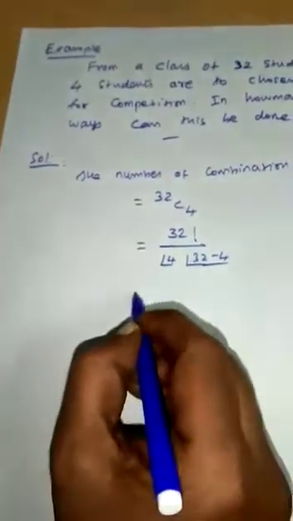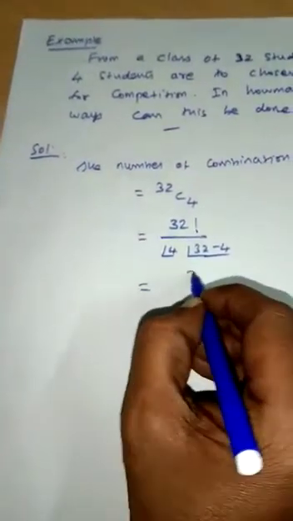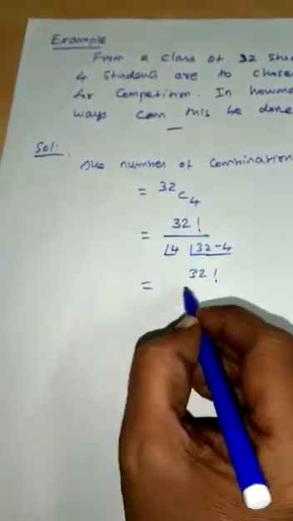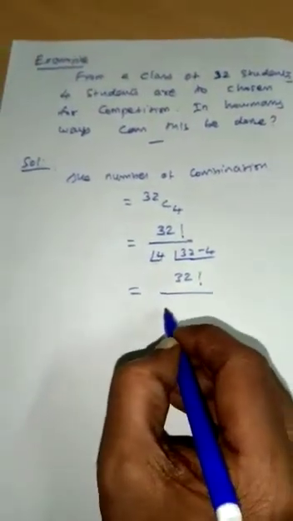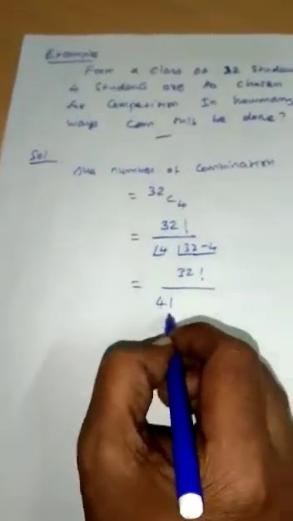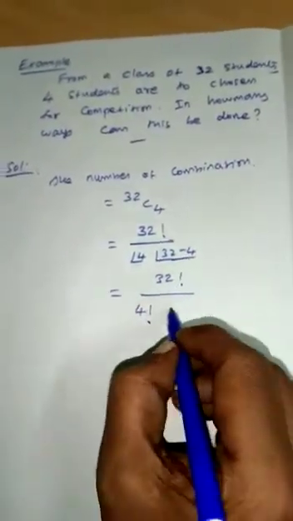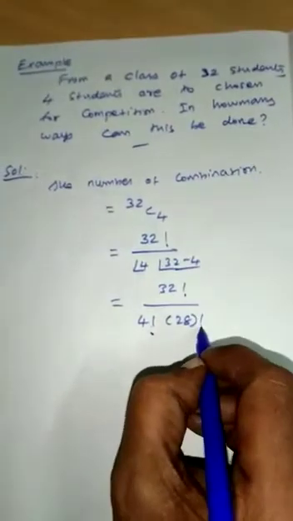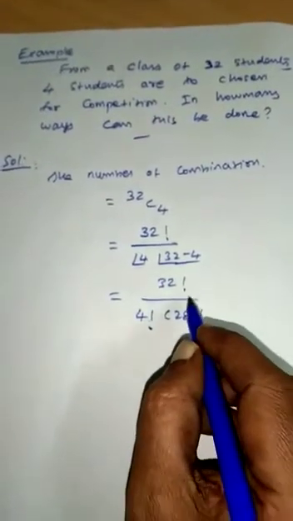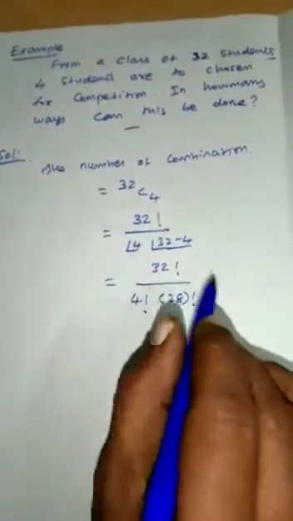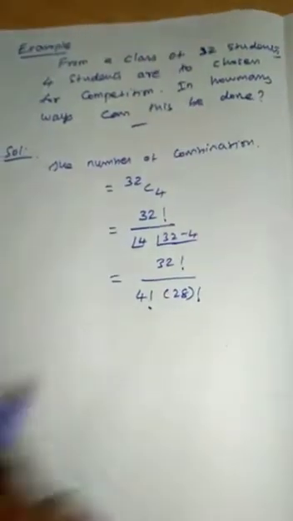That is equal to 32 factorial by 4 factorial, 4 factorial. 32 minus 4 is 28 factorial. We can finish this sum. Here it is.